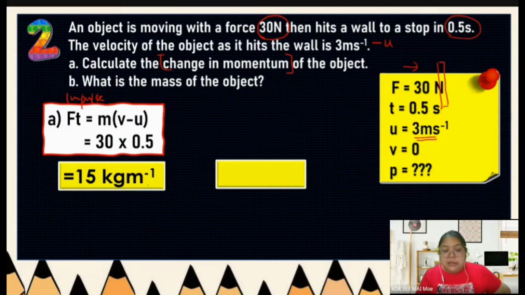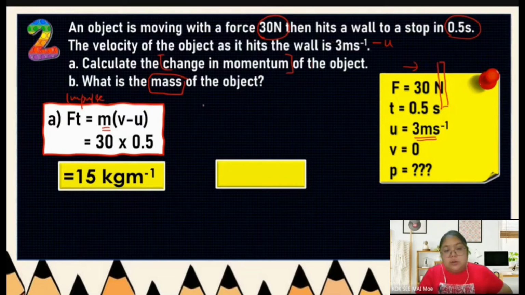Okay, same as the question just now. But for number 2, they want to find the mass of the object. What is the mass of the object? So was the mass provided or not? Okay, the mass. Okay, 30 I get from here, 30 Newton, then multiply by the time. The V minus U I am still not using, and M I also do not know. So I only use the Ft. So I get the answer.